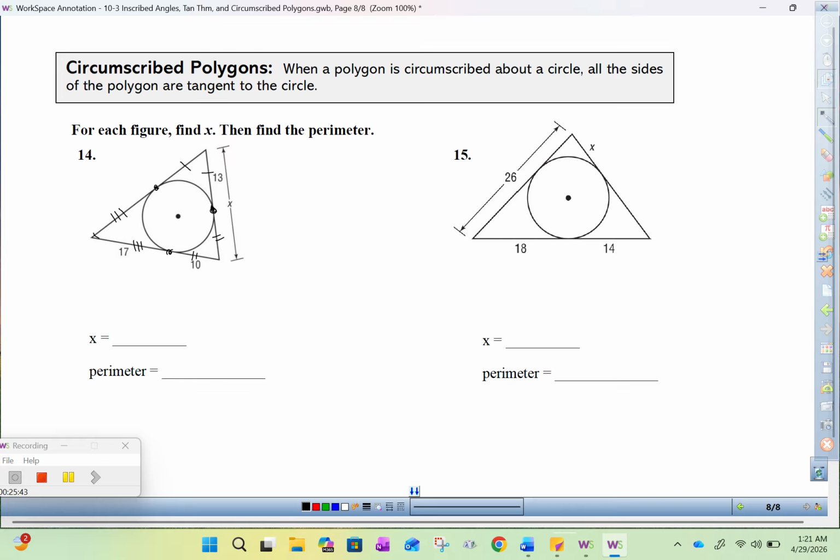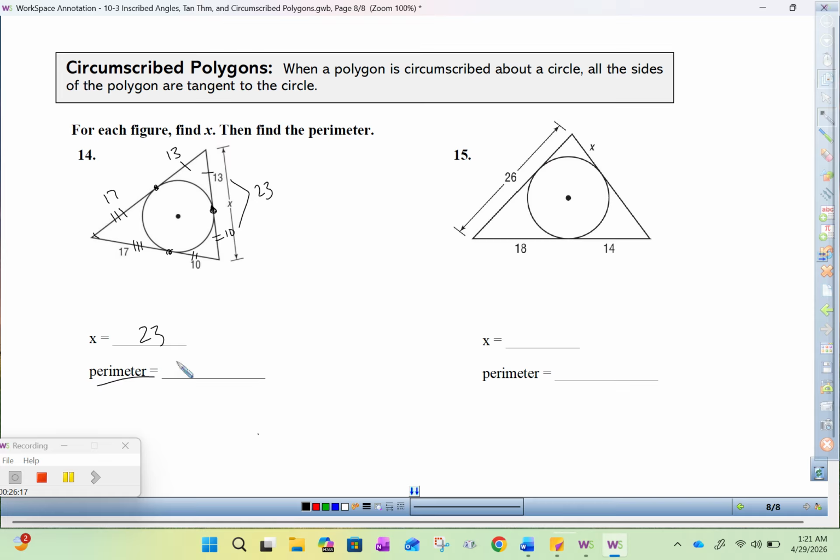Okay? Once I have those labels, I'm going to put on the numbers I know. So this was a 13, that makes this a 13. This was a 10, so that makes this a 10. This was a 17, so that makes this a 17. And now I'm going to be able to answer all the questions. Okay? So the first thing it wants to know is x, and that's the full length from this side to this side. That's the 13 and the 10 together. So you're going to add those two numbers to get 23.